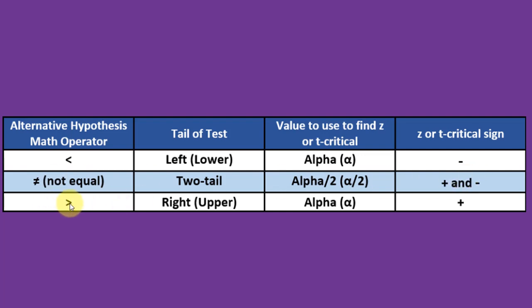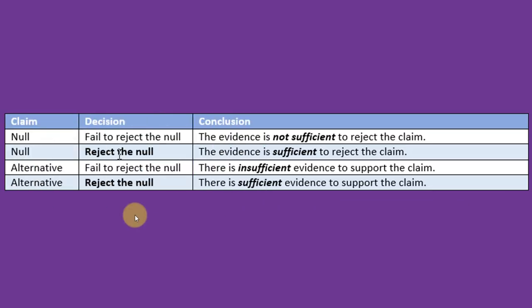If the math operator in the alternative is a greater than symbol, remember it's pointing to the right. That means it's a right or upper tail test, and all of alpha would be in that tail of the test. The last table is helpful when you are getting to the point where you've got to draw your conclusion.